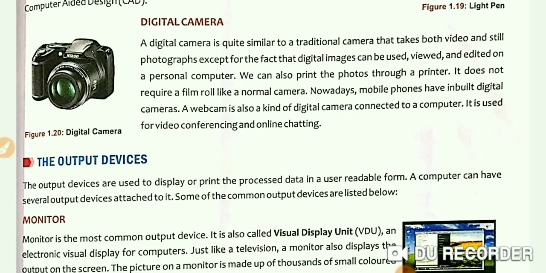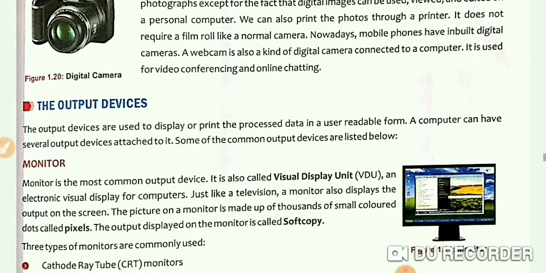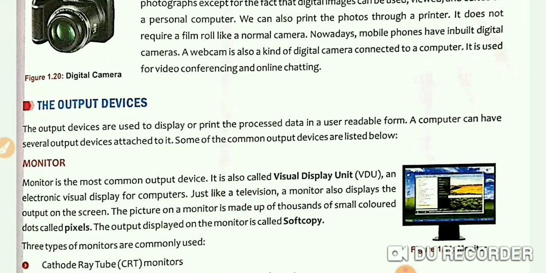Then the next input device is digital camera. A digital camera is quite similar to a traditional camera that takes both video and still photographs, except for the fact that digital images can be used, viewed and edited on a personal computer. We can also print the photos through a printer. It does not require a film roll like a normal camera. Nowadays, mobile phones have inbuilt digital cameras. A webcam is also a kind of digital camera connected to a computer.